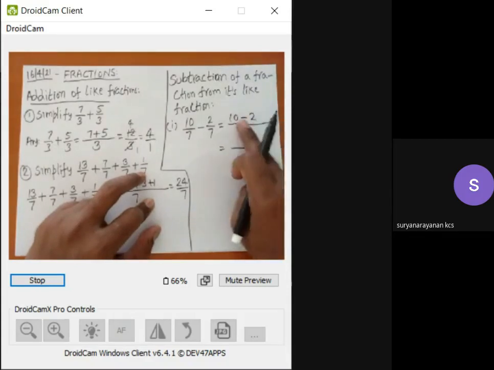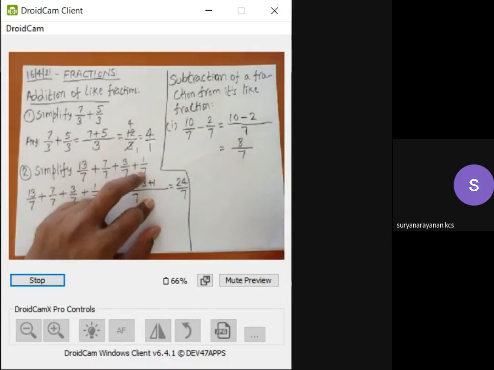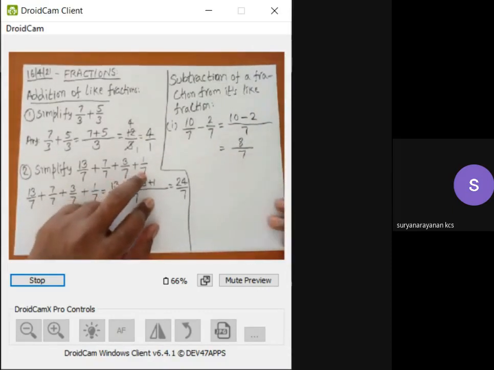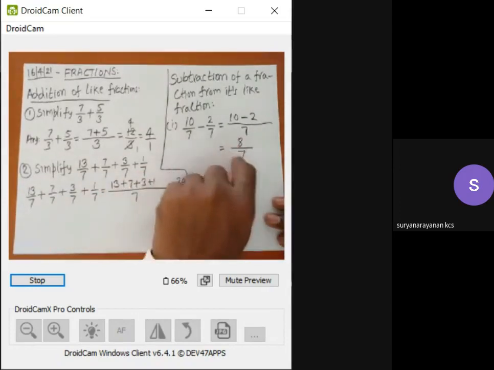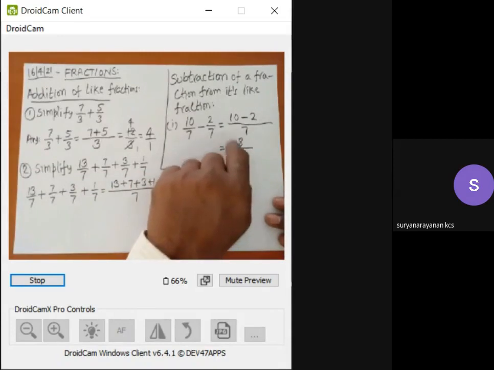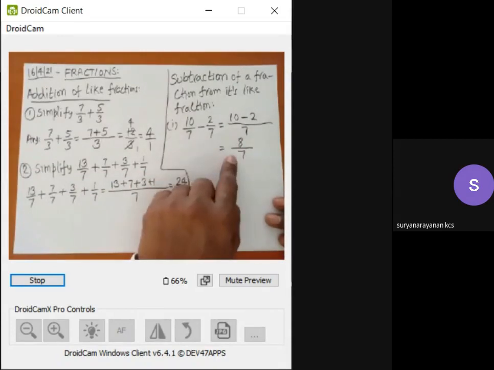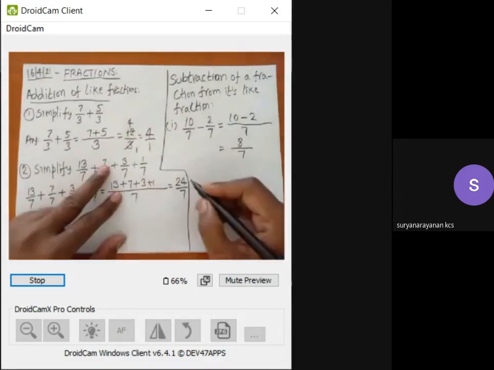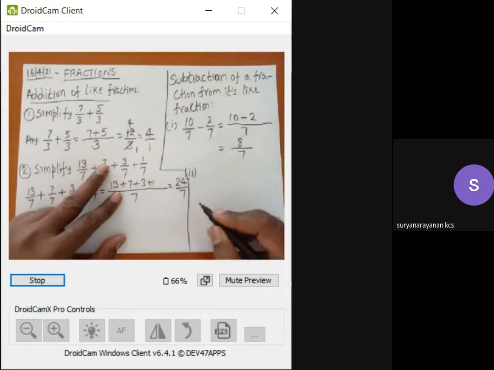10 minus 2 is 8, and we write the denominator as it is: 8 by 7. Here this fraction is also in the simplest form because there is no common factor for numerator and denominator except 1. Okay, my children. Similarly, let us take another example.